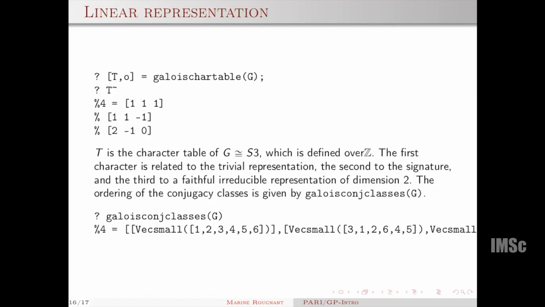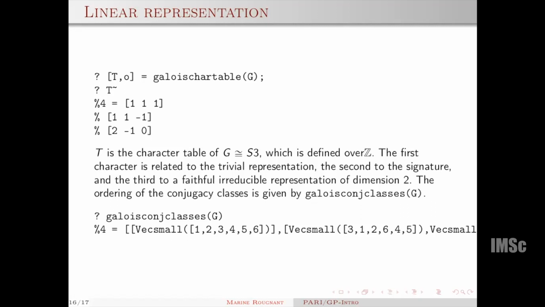With Galois char table, you can get the table of the characters of G. So here, this is the table of the characters. It's defined over Q. Your first character here is the trivial representation. The second is the signature. And finally, you have a faithful irreducible representation of dimension 2. So this is the character table of S3.